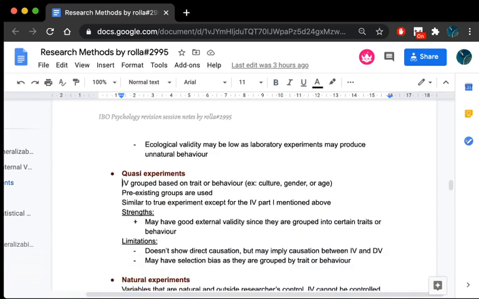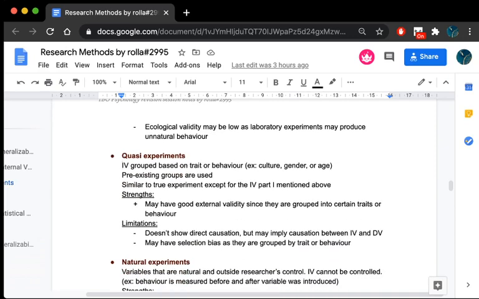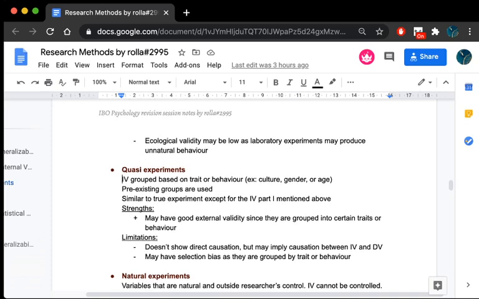Next up, we have quasi experiments. Quasi experiments are similar to true experiments, except the IV, instead of being manipulated, is usually grouped on trait or behavior. So they try to group it by their race, their age, their gender, or maybe by their genes, anything that's grouped from their existing traits.